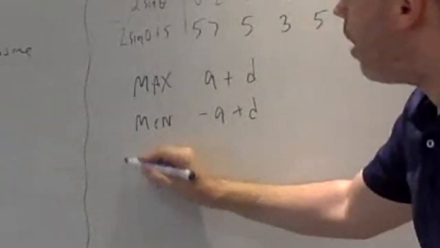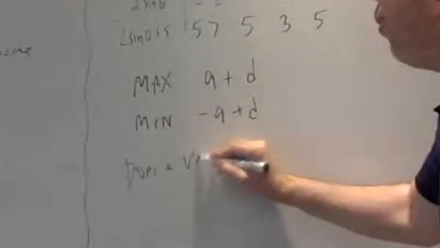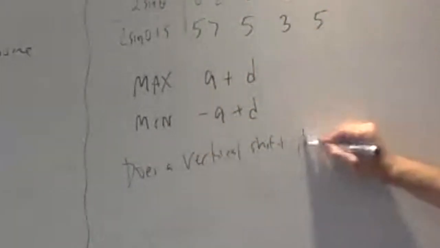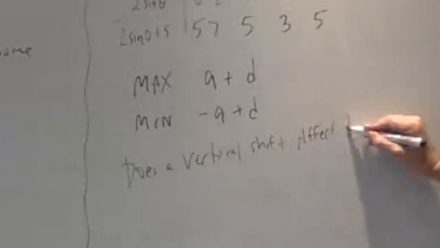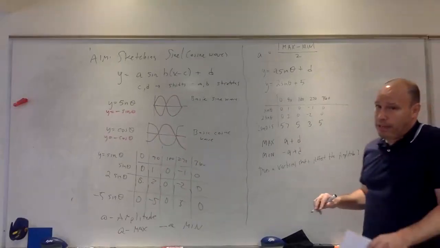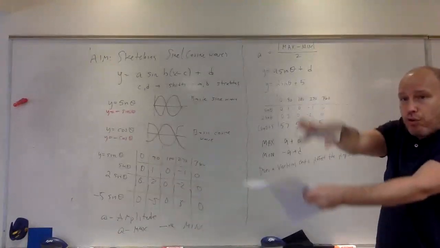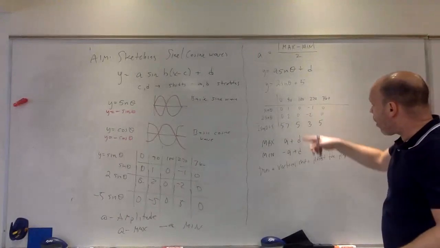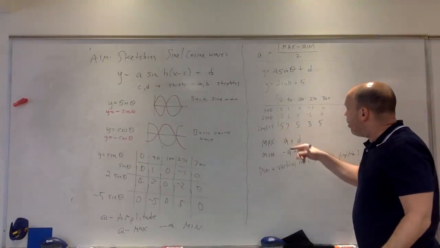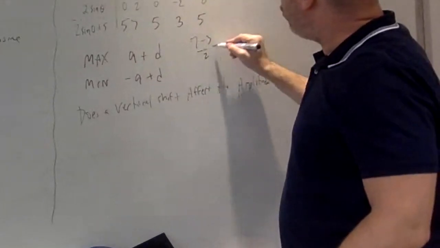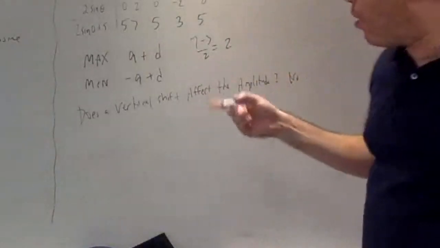Well, does a vertical shift affect the amplitude? And the answer is no, because the amplitude is kind of like the stretch, and we're just shifting the whole thing up and down. We can see that with the formula here. I mean, we could take some examples here. 7 minus, for example, 7 minus 3 divided by 2 is 2. So it doesn't change it at all.